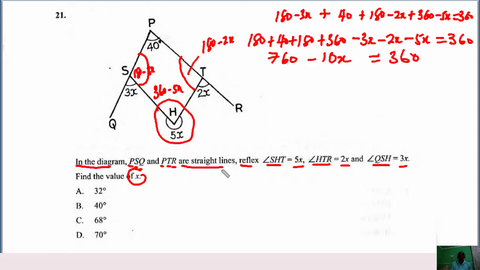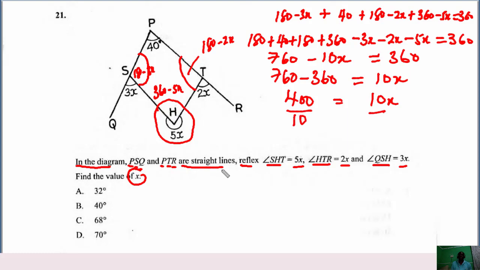Then we move this one to this side to be 760 minus 360. It will give us 10x. So it will be 400 is equal to 10x. When we divide both sides by 10, we are going to get x is equal to 40 degrees. So you see your answer, then you shade it. Let's move on to question 22.